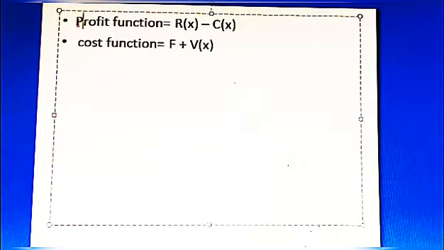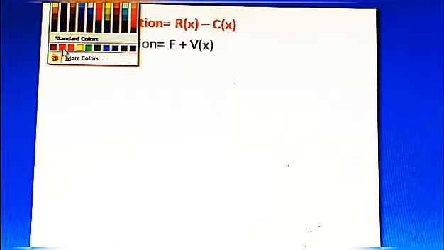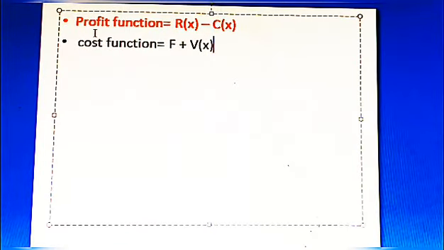We have to find the profit function. So what is the formula to calculate the profit function? Profit function is equal to R of X minus C of X. The profit function is represented by the letter P. So P is equal to R of X minus C of X. So we have to find R of X and we have to find C of X. So first we'll find the cost function, that is the total cost.